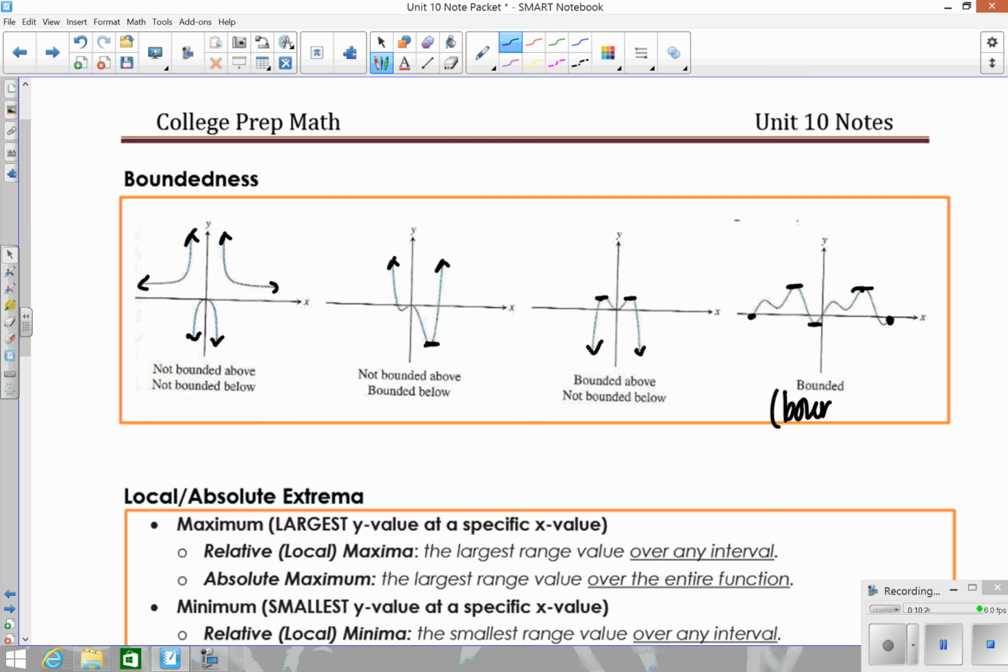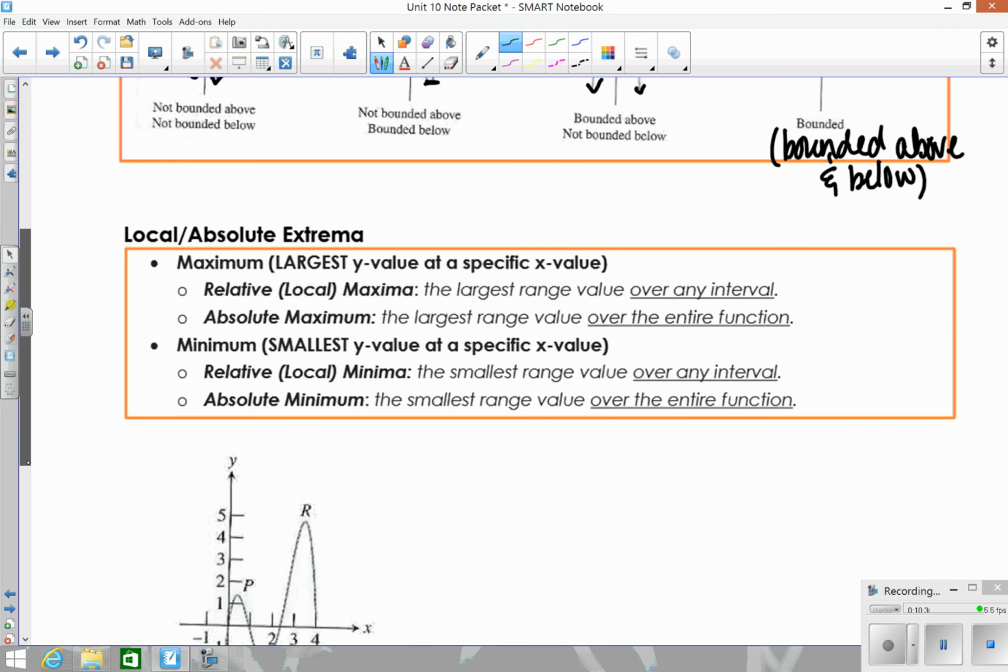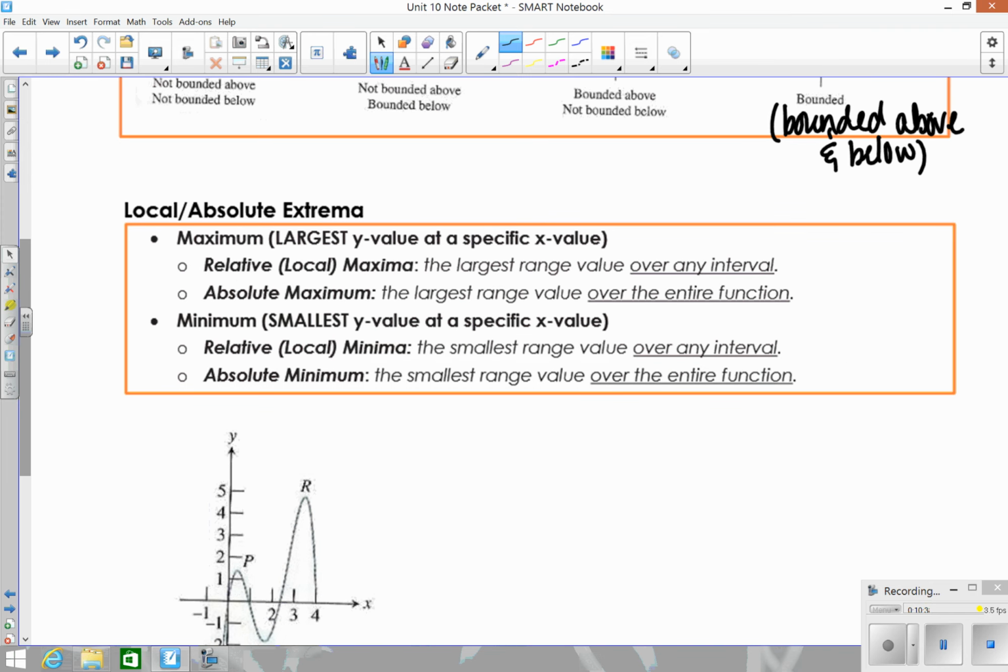So bounded above and below when we say bounded. So that kind of leads us to our next thing, which is our local and absolute extrema. So what that means is our maximum and minimum. So if something's bounded above or below, that means there's going to be a maximum point or a minimum point.